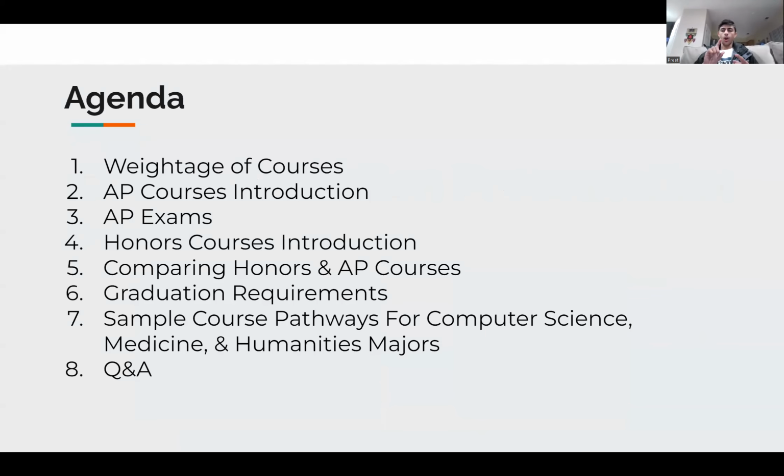We'll go over courses, AP courses, especially weighted courses and how each course is weighted on AP exams, honors courses, and how they are impacted in the UC admissions process and other admissions processes. Alongside that, we'll talk about AP versus honors courses, what the graduation requirements are, and some sample course pathways for computer science majors, medicine majors, and humanities majors. And then we'll cap it off with a quick Q&A. So if you have any questions, feel free to put them in the chat and we'll go over them at the end of the session.